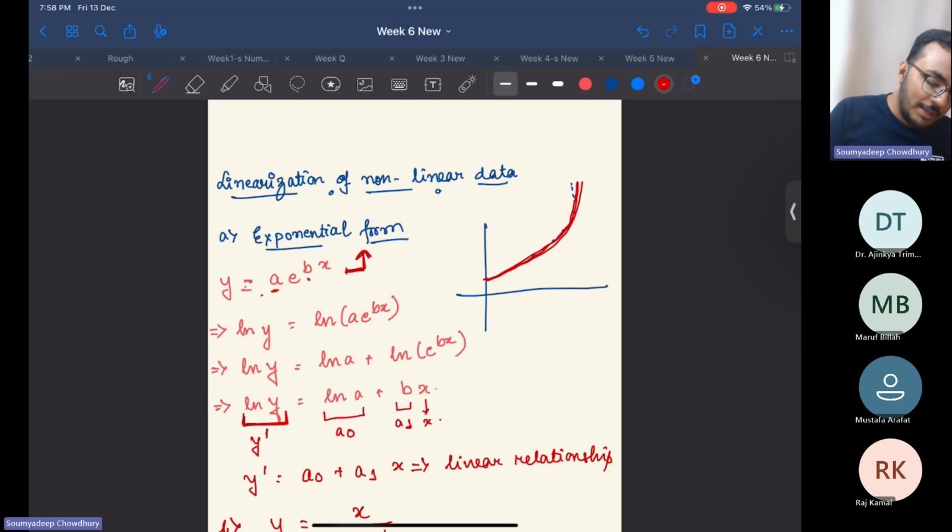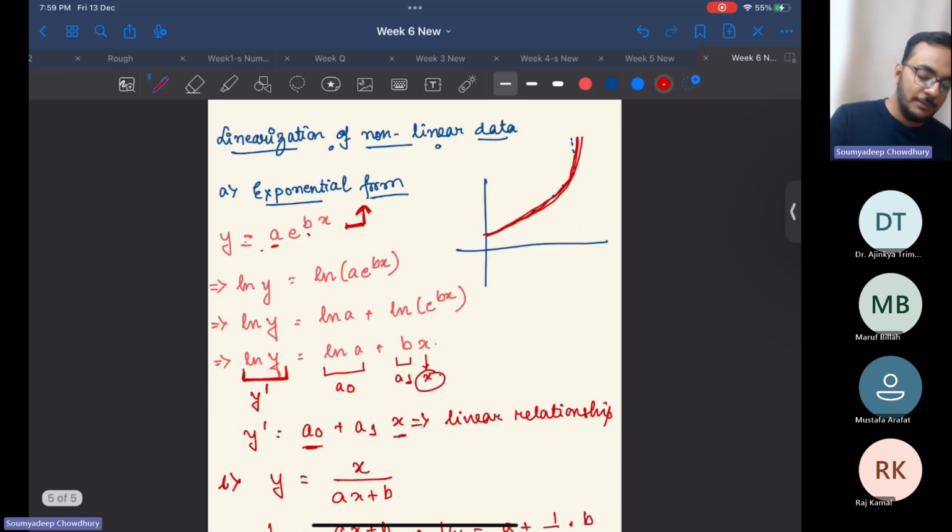So if we change this variable y to y dashed, that is, from y we compute ln y, and our independent variable remains the same, then we can find a relation between y dash and x which is linear. So you just change the dependent variable y to ln y, treat it as y, and find a relationship between this new y and x. From that you will get a0 and a1. Once you get a0 and a1, you can resubstitute and get a and b. How can you get a and b in terms of a0 and a1?